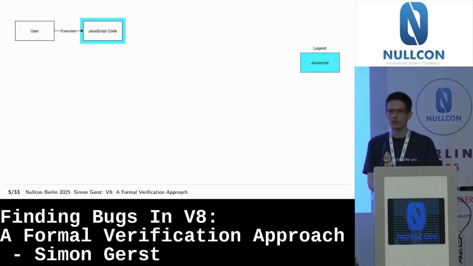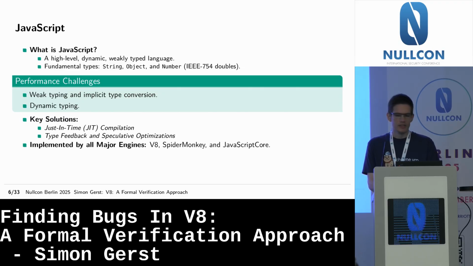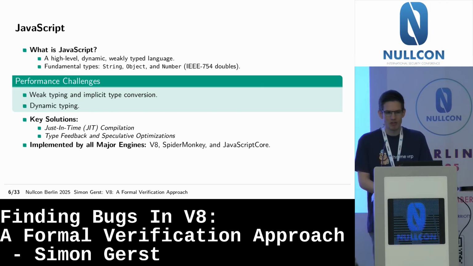Okay, so as a user, we want to execute our JavaScript code. So what is JavaScript? It's a high-level, dynamic, weakly typed language. It has only a few fundamental types: strings, objects, numbers. And this gives some performance challenges.